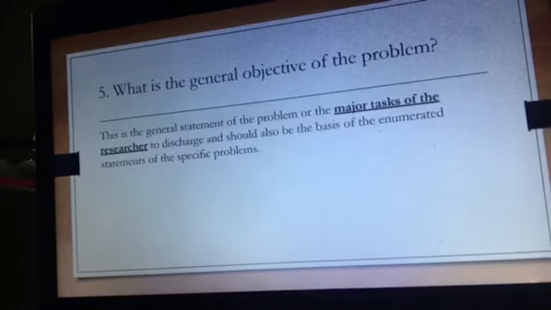What is the general objective of the problem? So, the topic is basically what you're trying to figure out or accomplish in your research. It's like the main goal or the big question you're trying to answer.